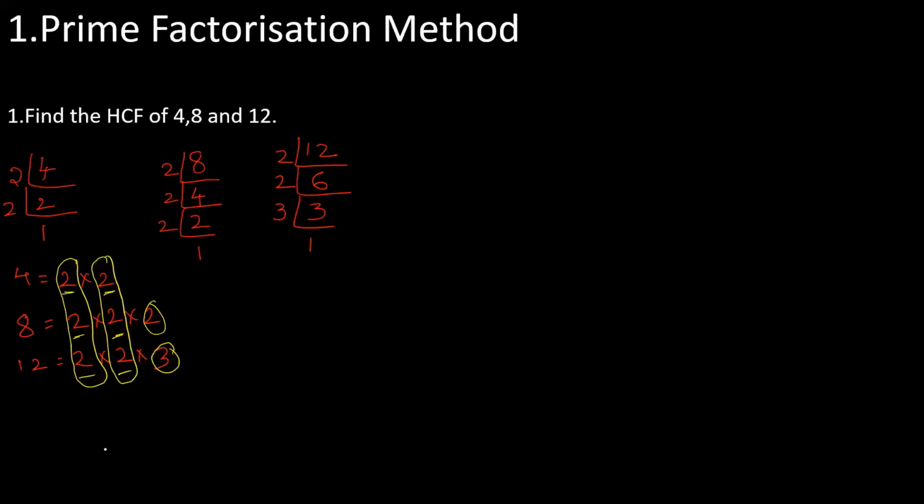Now, the factors which are common in all the three numbers, those prime factors we have to multiply. So 2 into 2, 2 2s are 4. So this is the HCF of 4, 8 and 12. Therefore, the HCF of 4, 8 and 12 is 4.